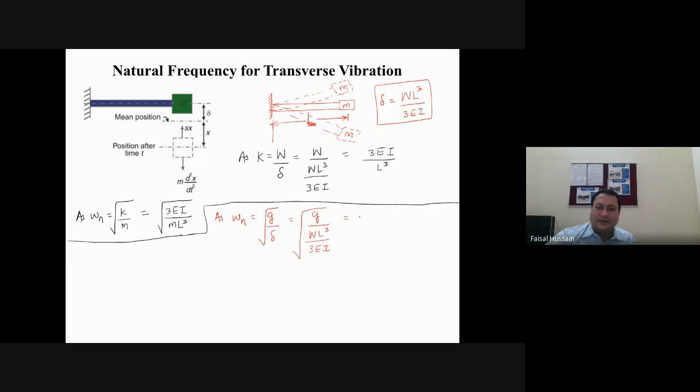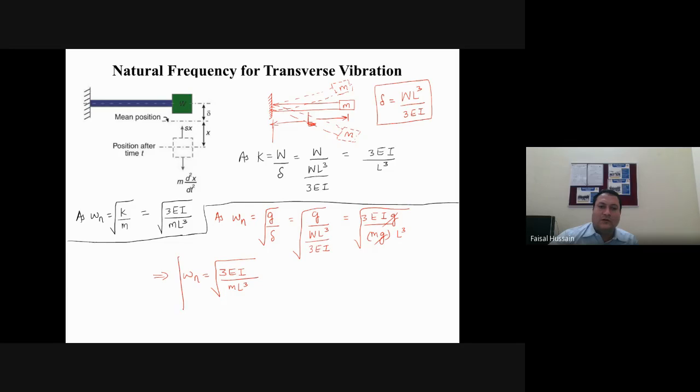Similarly here, I can say 3 E I G, and at the denominator it will be what? W L cube. W is what? Mg into L cube. Okay. So Gg gets cancelled. So omega n equal to, here G and G get cancelled. So omega n equal to 3 EI upon M L cube.